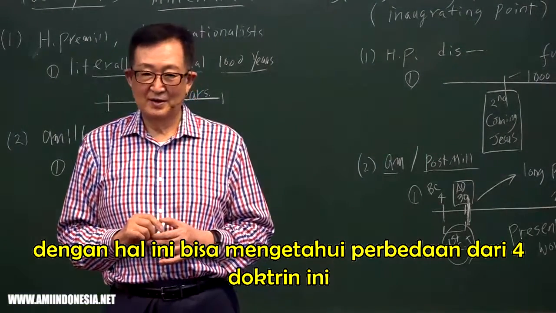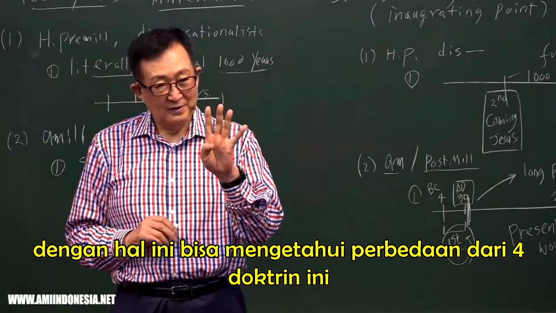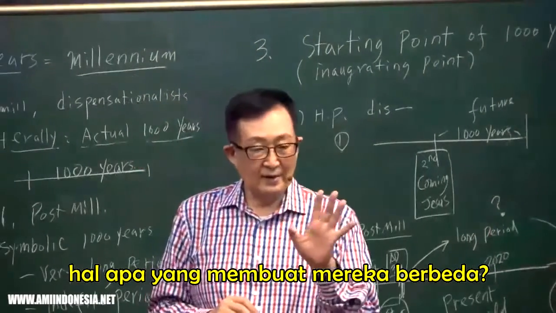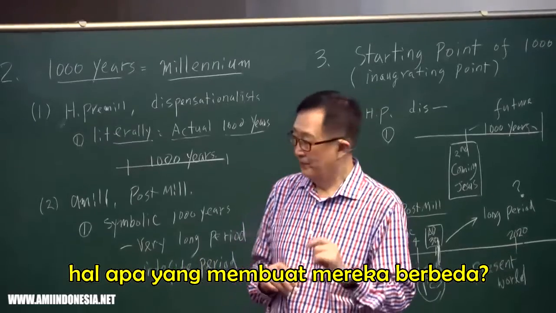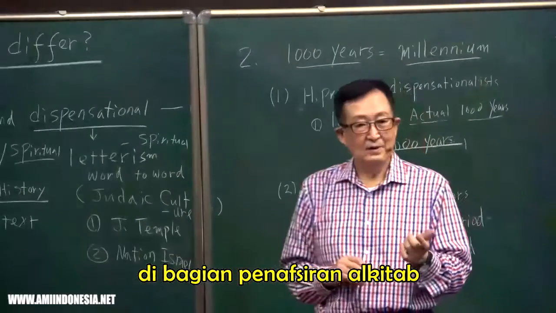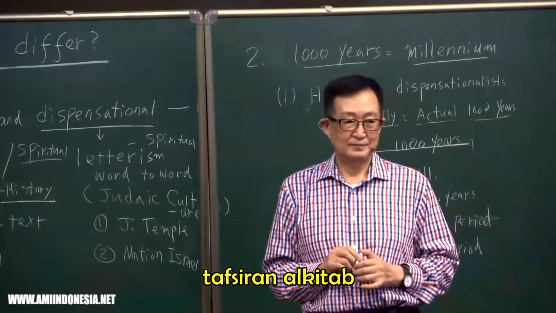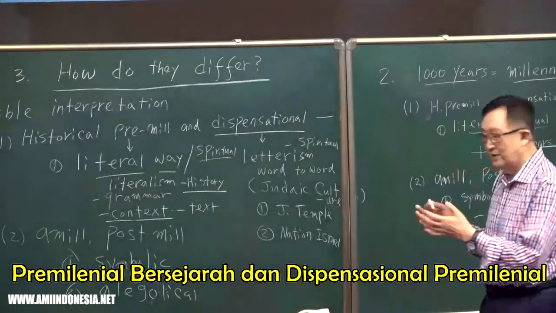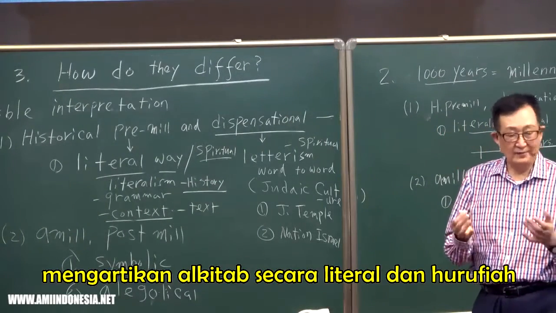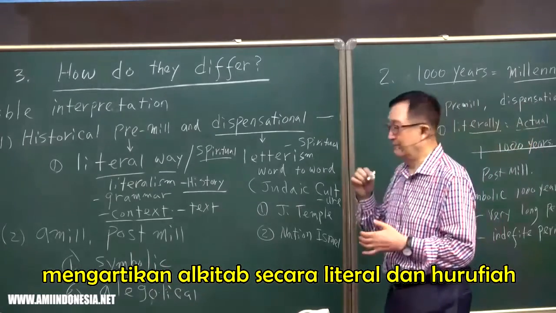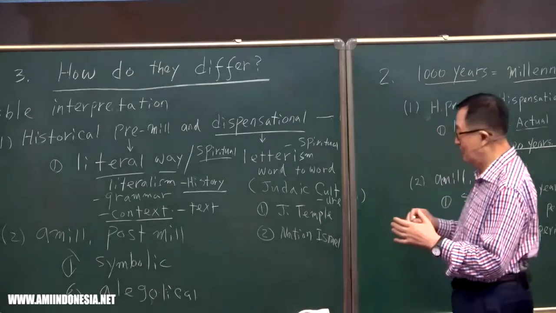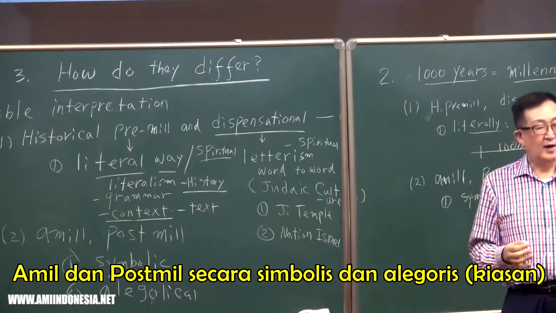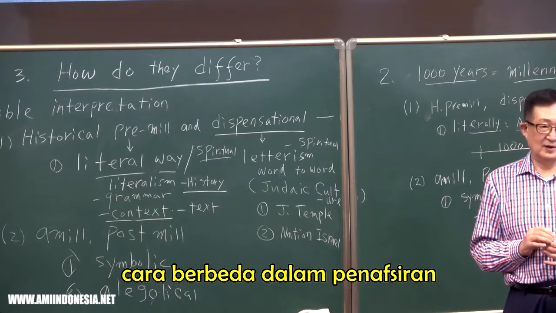This way, the four doctrines are different. Let me repeat again here. In what way are they different? In the area of Bible interpretation. Historic premillennialists and dispensational premillennialists take the Bible in a literal way, literalism. And the amillennial and postmillennial people take a symbolic and allegorical way. The way of interpretation is different.